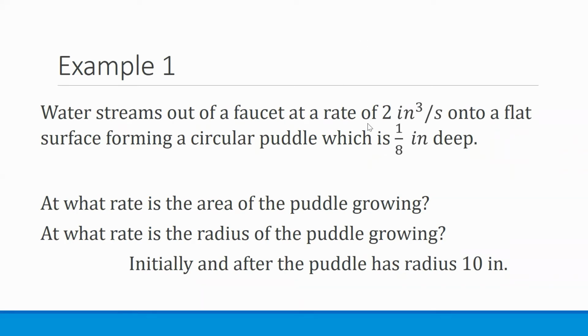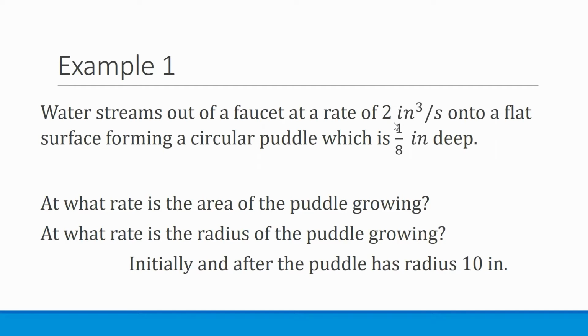Let's think this through. First off, water is streaming out of the faucet at this rate. That's telling me something about how the volume of this puddle is growing. Hopefully that makes sense, that if water is going into it, then the volume of the puddle is growing at a rate of 2 cubic inches per second. All right. That's how the volume is going.